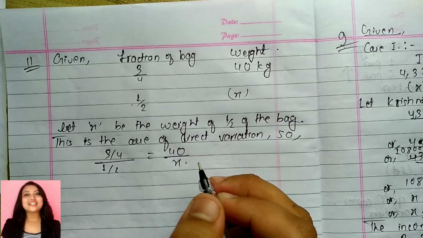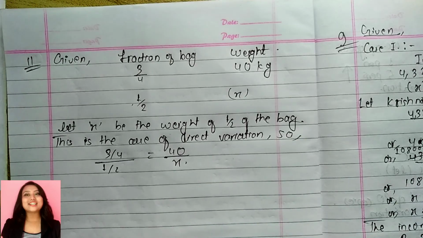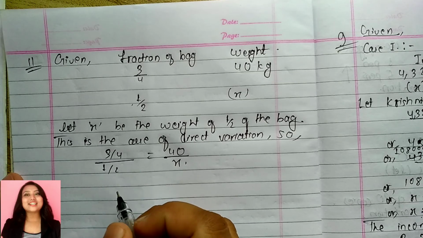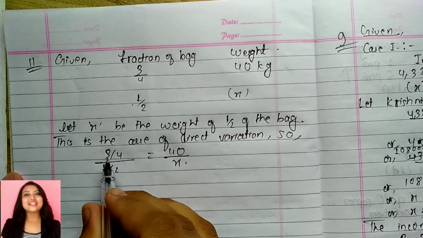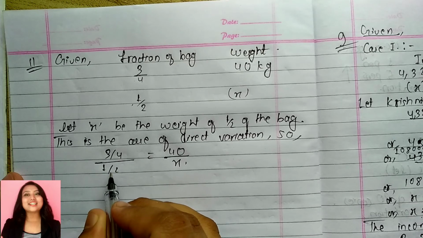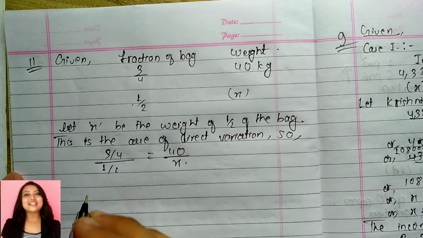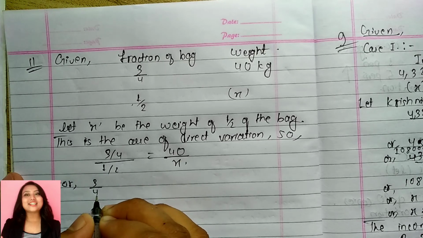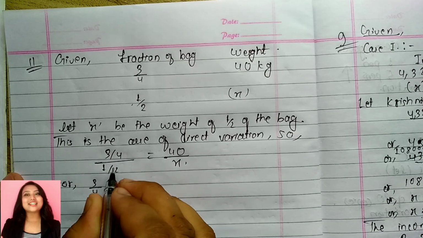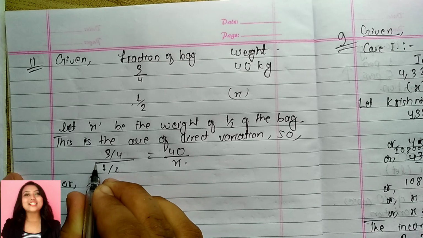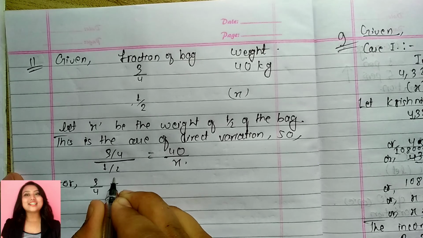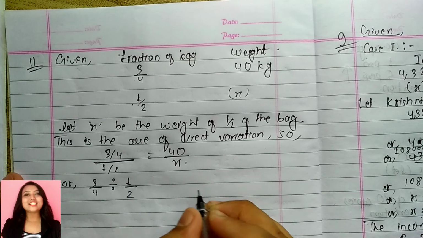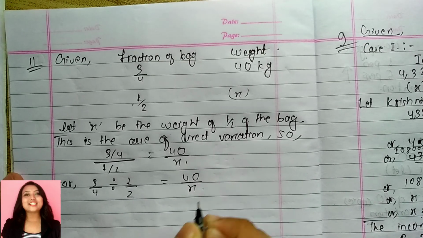This one is a bit different for you, because we haven't studied this sort of thing, but let's do one thing. This 3 divided by 4 and this 1 divided by 2, we have done it like this. Let's write 3/4 as a fraction. This whole divide is there, so we can write it like this, and 1/2 we can write it like this, and 40 upon x will be the same.